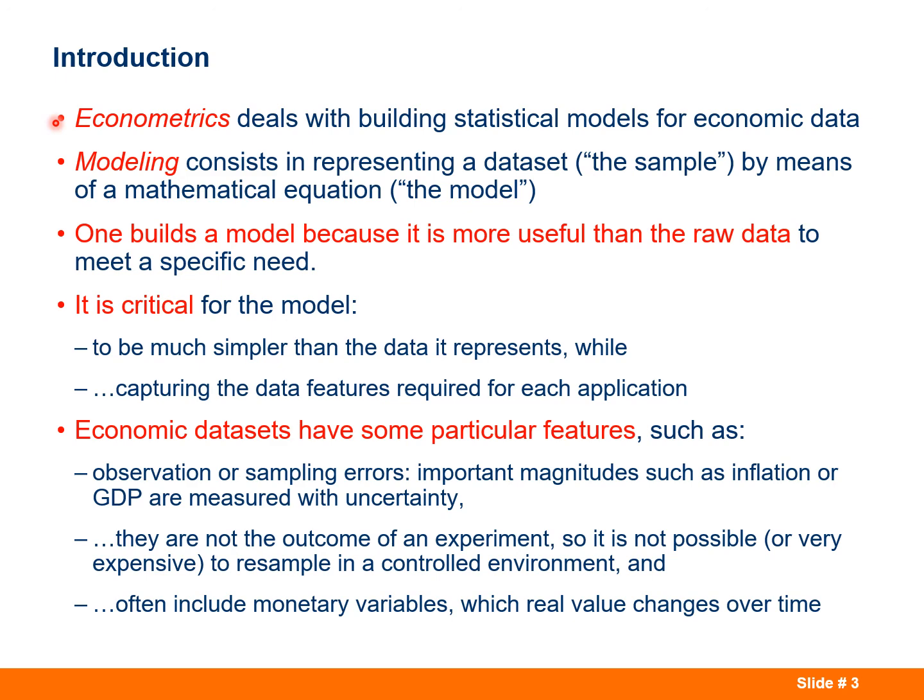For example, consider a map. A map is a simplified representation of a given territory, and the map is more useful than a full-scale photo of the territory if you want to find your way and to go from point A to point B. So you rely not on a precise representation of the territory, but on a simplified representation, the model. And this happens because it is critical for the model to be useful that it is much simpler than the data it represents, but captures all the data features required for each application in particular.